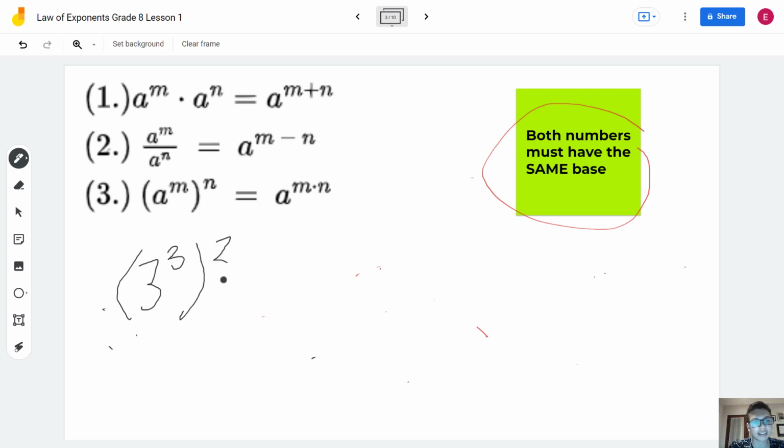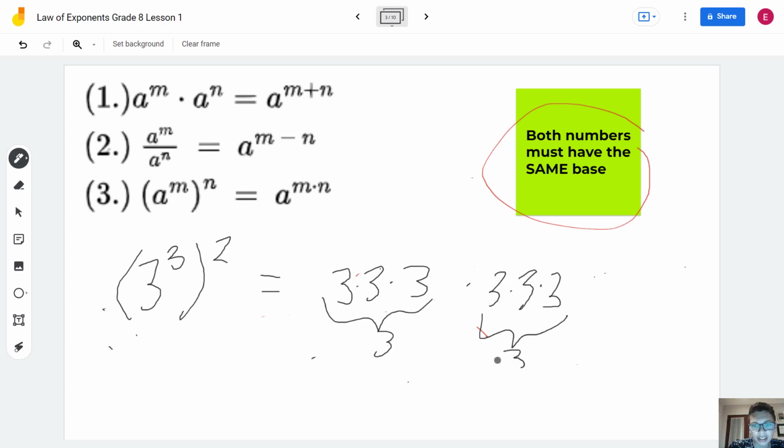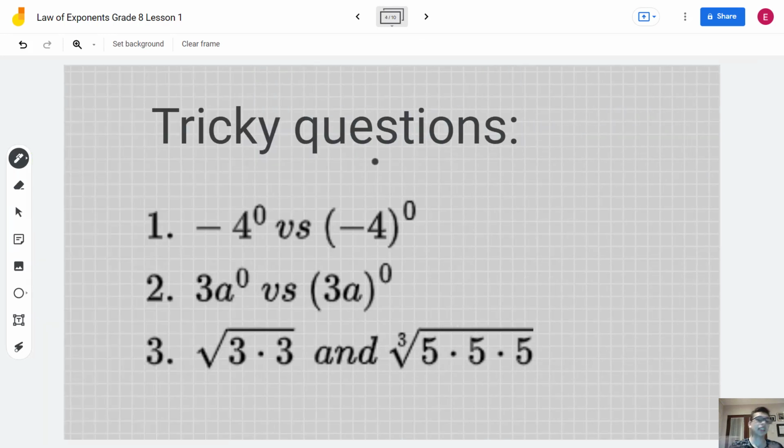then that equals 3 times 3 times 3, okay, and that's one group of 3 times 3 times 3, and that's a second group. Okay, so in total we have two groups of 3, so 2 times 3. And that's why it's multiplication. So moving on. Now that's the law of exponents.